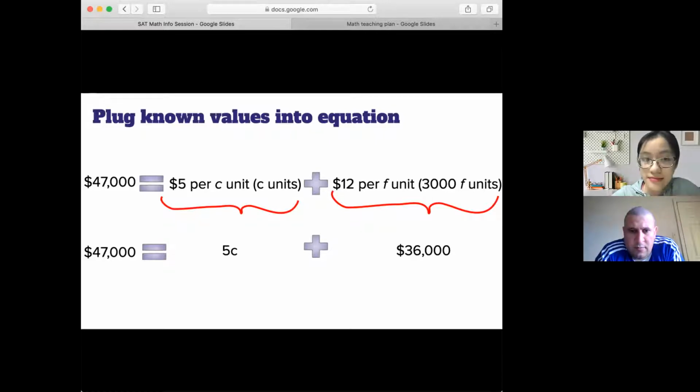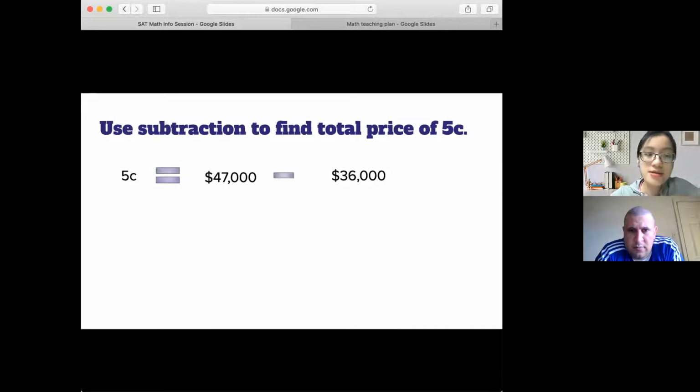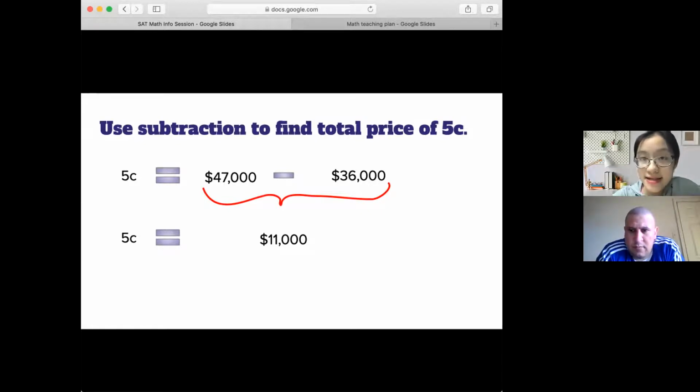Once we have this equation, we need to find the value of 5C. How do we do this? We do this through subtraction. We use subtraction to find the total price of 5C. So 5C equals $47,000 minus $36,000. If we simplify, we get 5C equals $11,000.